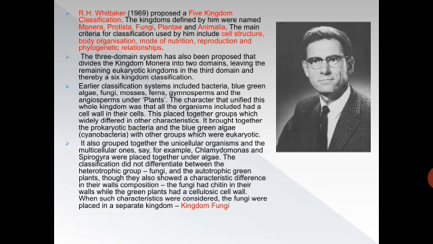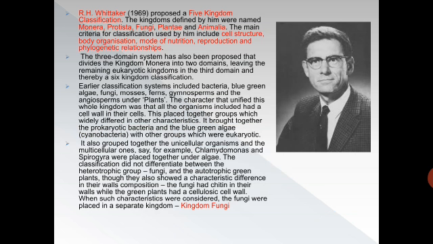Earlier classification systems included bacteria, blue-green algae, fungi, mosses, ferns, gymnosperms and the angiosperms under plants. The character that unified this whole kingdom was that all the organisms included had a cell wall in their cells. This placed together groups which widely differed in other characteristics. It brought together the prokaryotic bacteria and the blue-green algae with other groups which were eukaryotic.